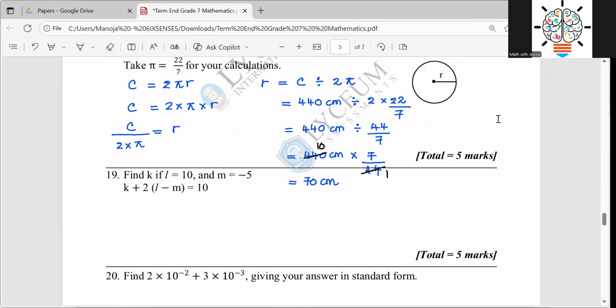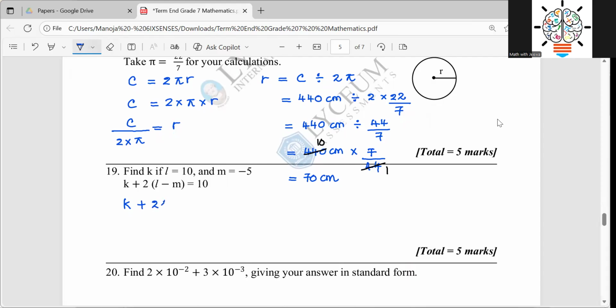You want to find K. Right? You want to find K, L and M given. Right? So before that, what you should do, okay, we will substitute. K we don't know. Right? Sorry, then you have 2 here.